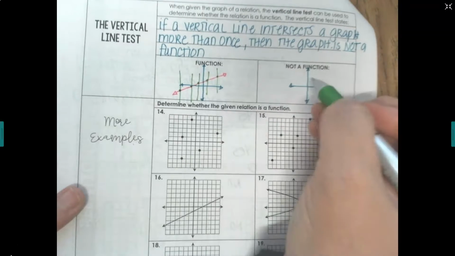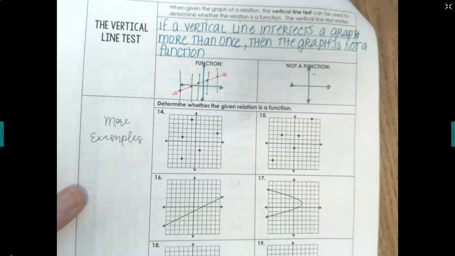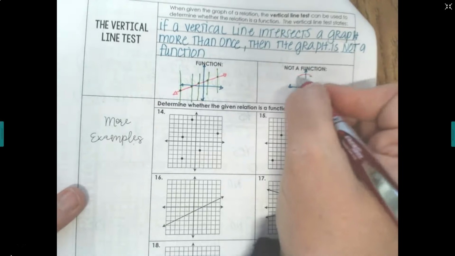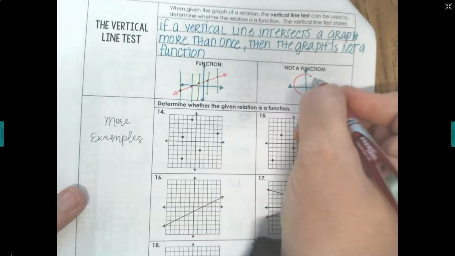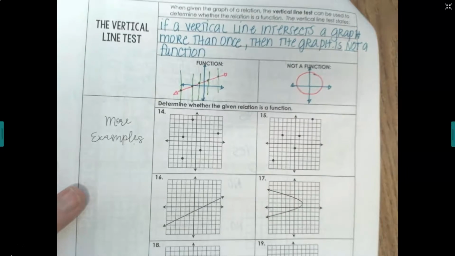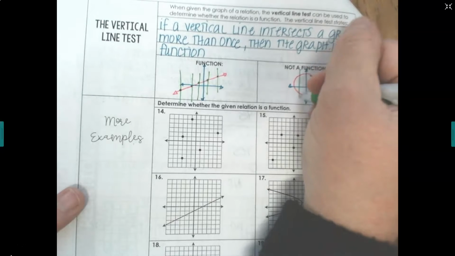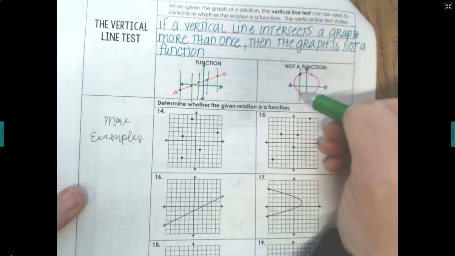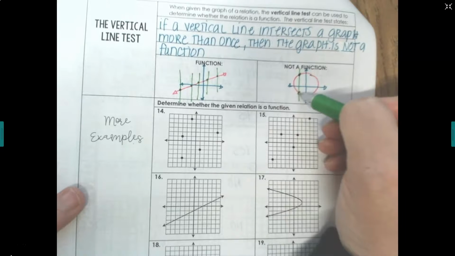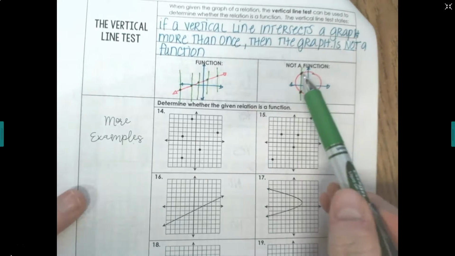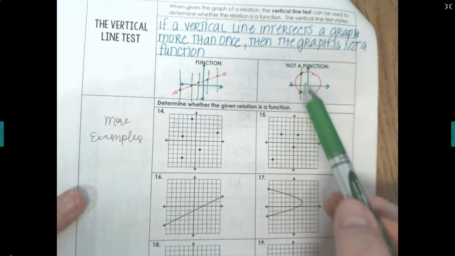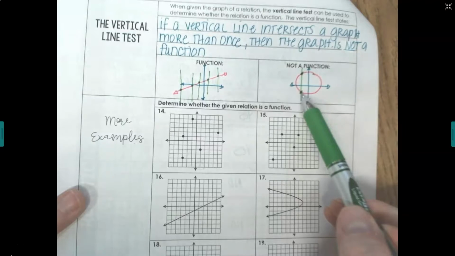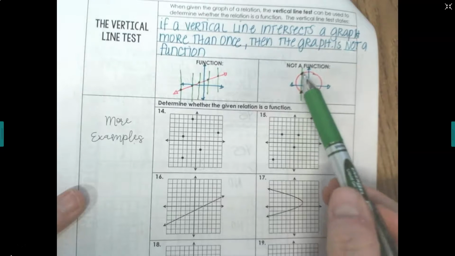But what if I had a circle as my graph? Okay, so I'm going to have a circle. If I draw a vertical line, you can see I cross the pink line here and here. This is not a function because if you name these 2 points, they both have the same x value, but they have different y values.